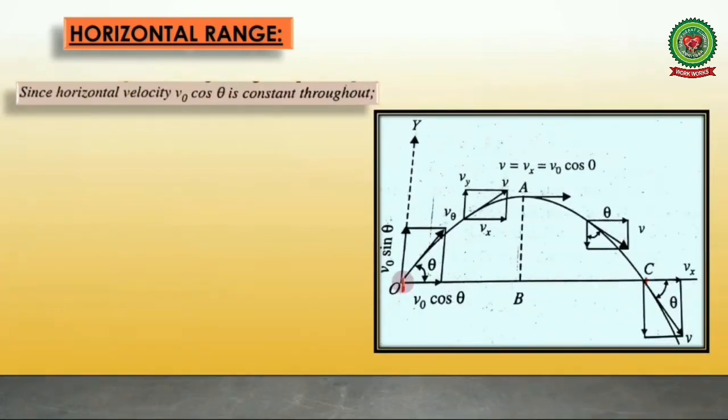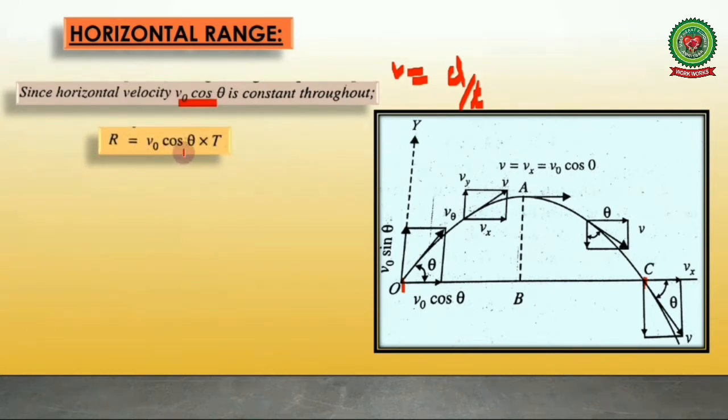Since we know that horizontal range is the distance from the point of projection to the point where it strikes the ground, we are going to use the relation velocity is equal to displacement upon time. By using this standard relation, we can derive the relation for horizontal range. And we know that the horizontal velocity, which is v0 cos theta, is constant throughout. Therefore, R is equal to v0 cos theta multiplied by t, where R is the horizontal range, v0 cos theta is the velocity and t is the time of flight.